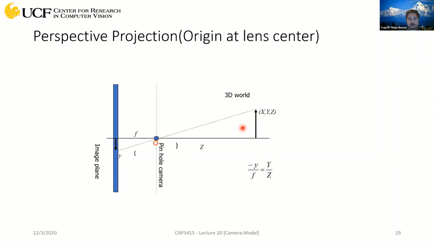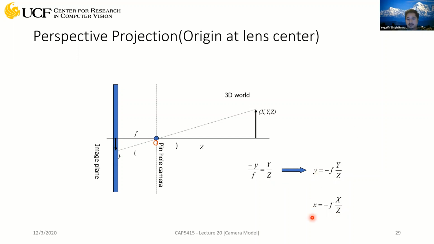So y over this Z, right? So that's the equality. Now this gives you the value of this coordinate y, and if you take f to the right hand side and the negative sign on the right hand side, it will become negative f Y over Z. Similarly, you can get x equals negative f X over Z, right?